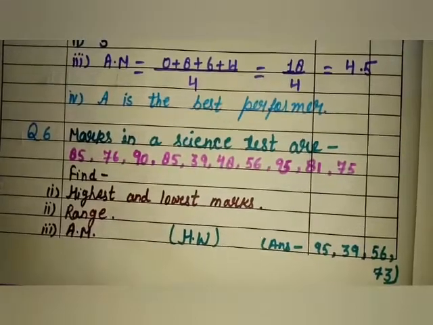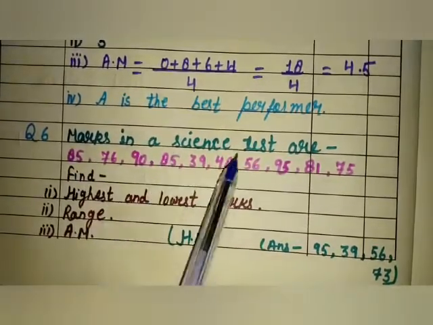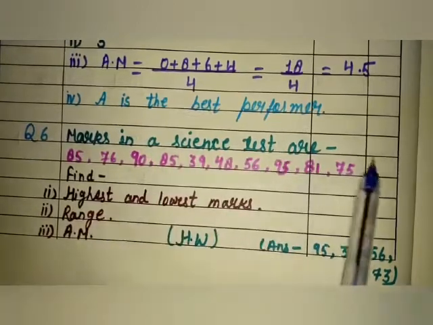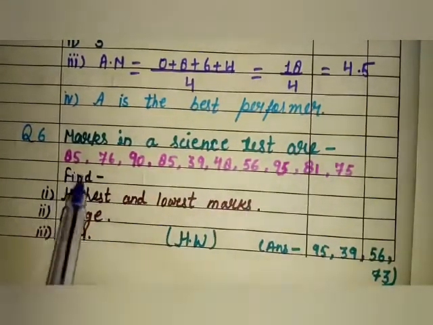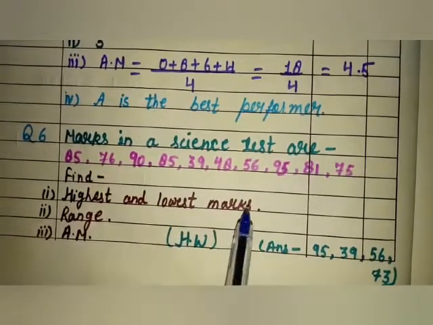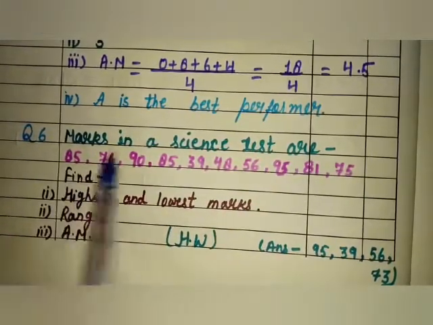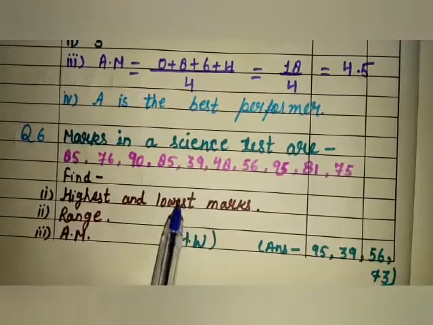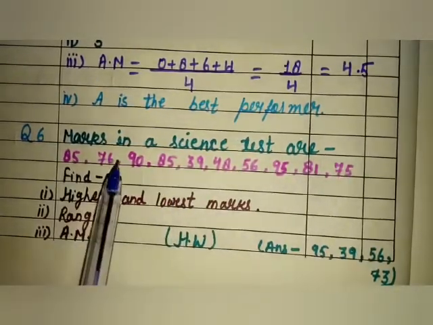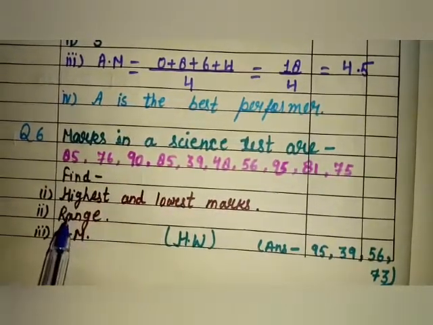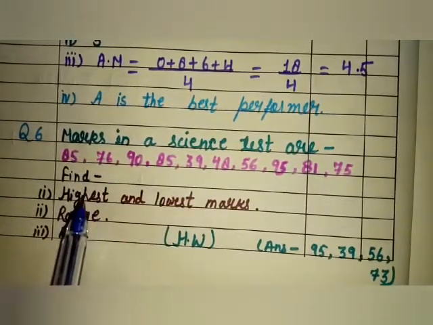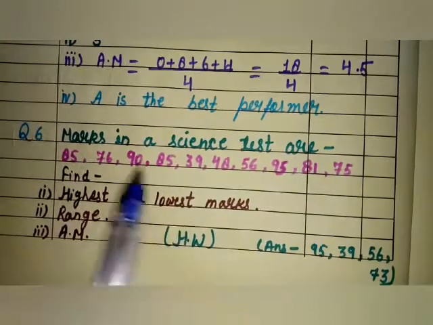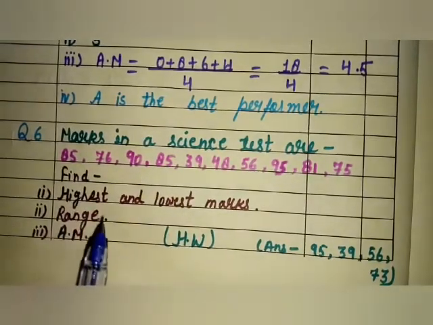Now question number 6 is: marks in a science test are. These are the marks given in a science test. You have to find the highest and lowest marks. What is the highest mark? You need to tell. What is the lowest mark? You need to tell in this question. After that, you have to find out the range also. That is, you have to subtract the lowest mark from the highest mark. That will be your range.